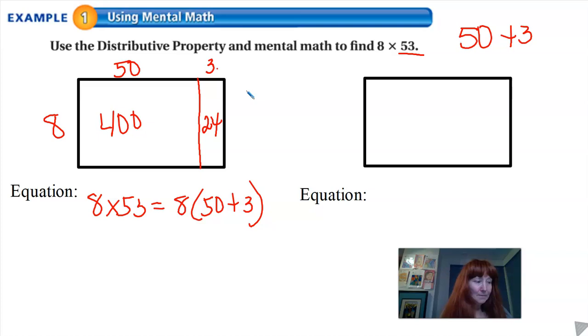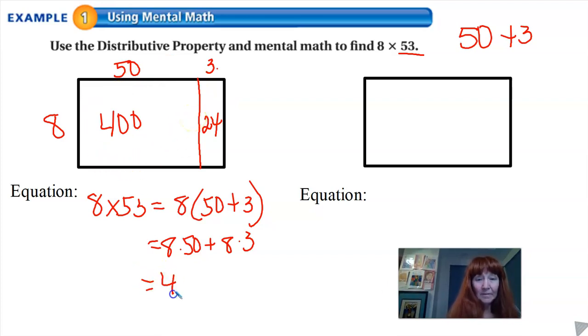Okay, so now I do this part where I'm going to be multiplying 8 times 50 plus 8 times 3. So I'm writing it out, sort of going along with the picture that's up there. And then you get 400 plus 24. And what is 400 plus 24? It's 424.